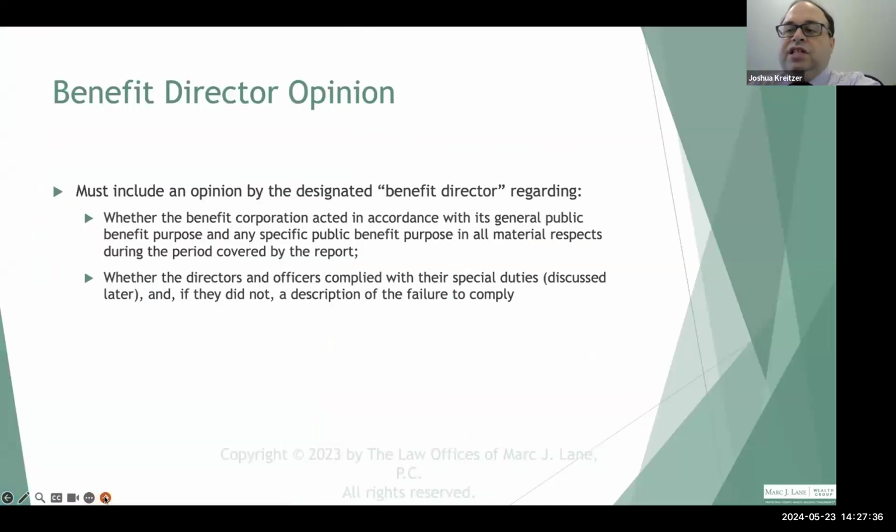The report must also contain an opinion by the designated benefit director regarding whether the benefit corporation acted in accordance with its general public benefit purpose and any specific public benefit purpose in all material respects during the period covered by the report, and whether the directors and officers complied with their special duties, which are discussed later, and if they did not, a description of their failure to comply.